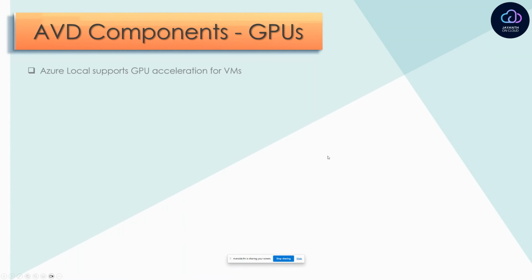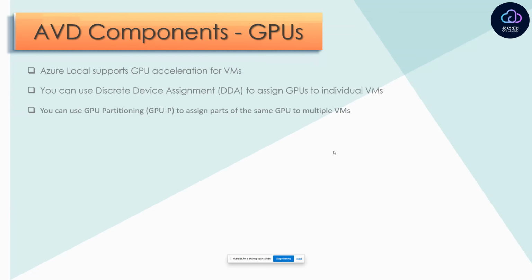So Azure Local supports GPU acceleration for VMs, definitely. And we can use something called DDA, Discrete Device Assignment, to assign GPUs to individual VMs. So this is where users have their own personal desktops. Or we can use something called GPU-P to assign parts of a GPU to VMs as well. So this is something that allows us to scale even further with the Azure Virtual Desktop and GPUs, where we're partitioning up, carving up a single GPU to multiple VMs.